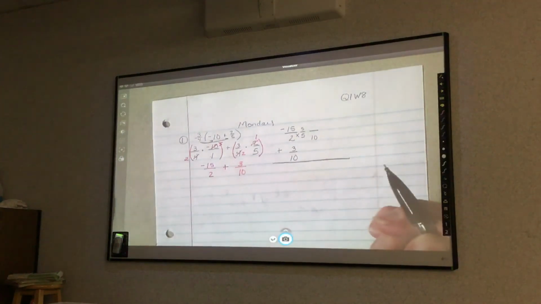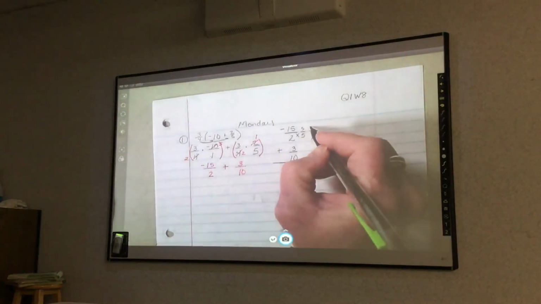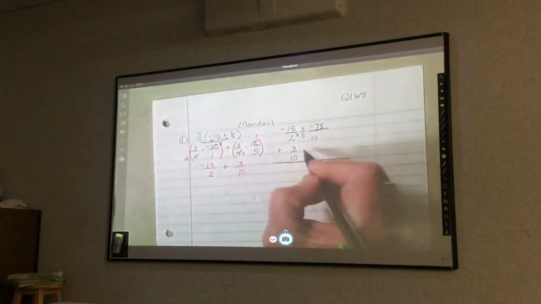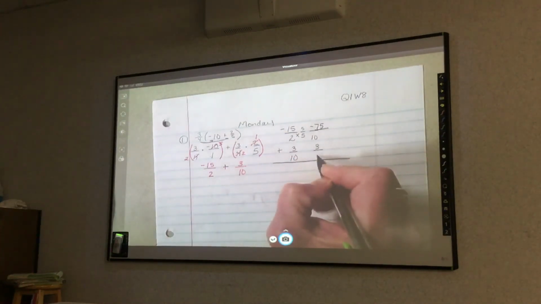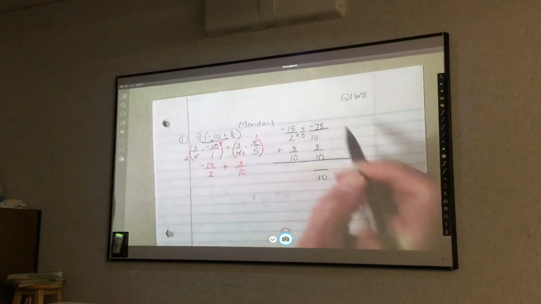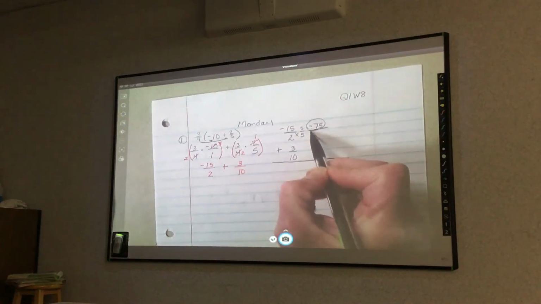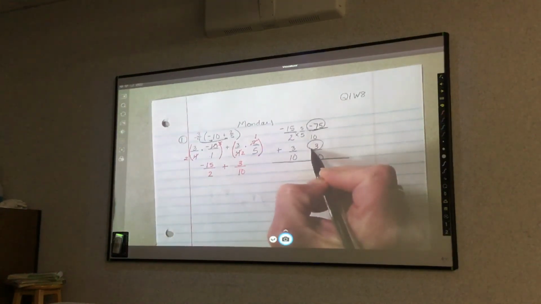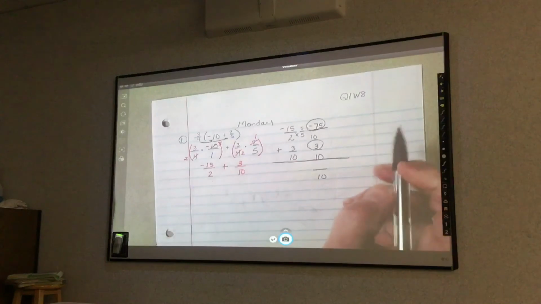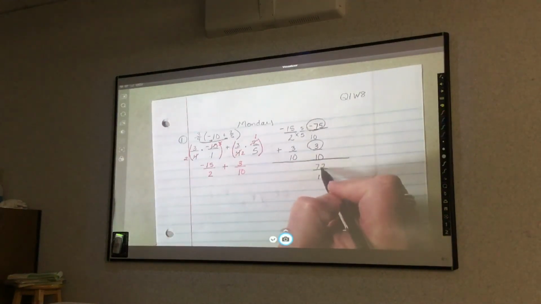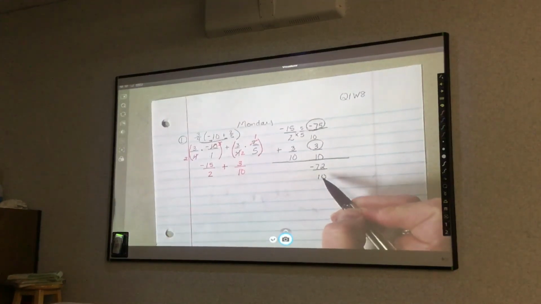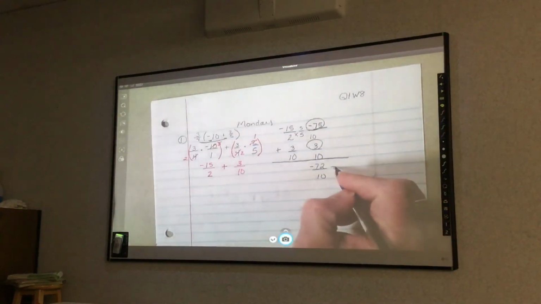15 times 5 is 75. So it's negative 75/10, and this can just stay 3/10. My denominator is going to stay 10. I have a negative and a positive, so I'm going to subtract. What's 75 minus 3? 72, but it's negative. Now I'm going to change this improper fraction to a mixed number.